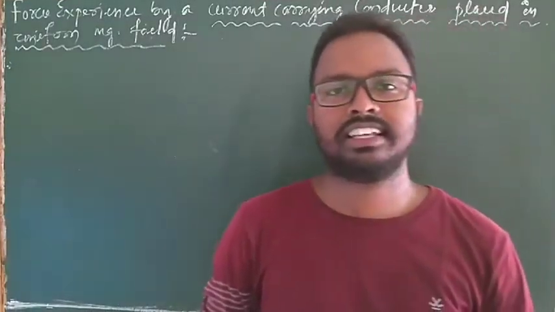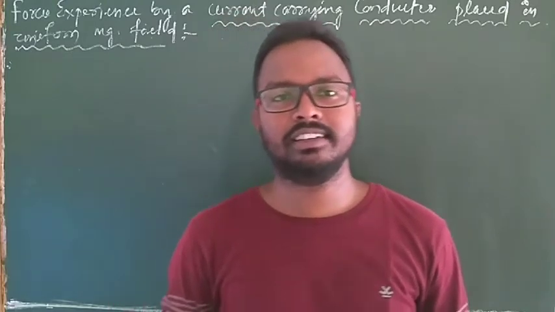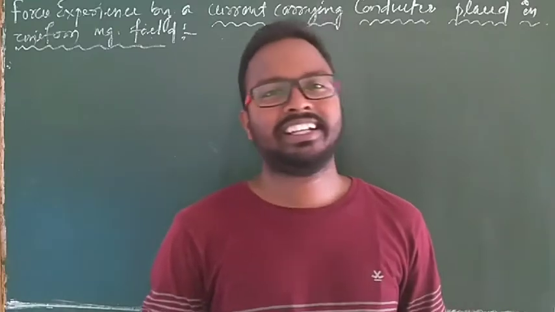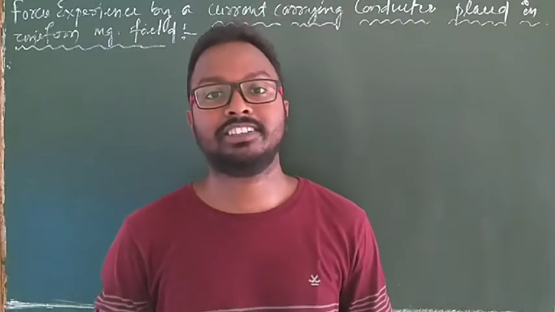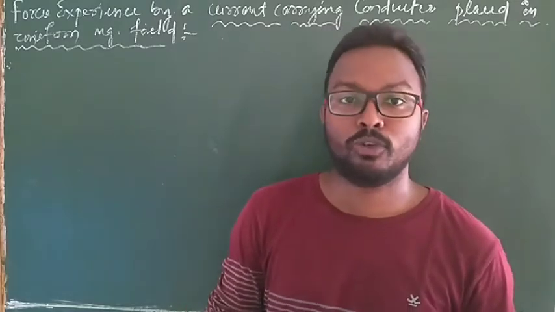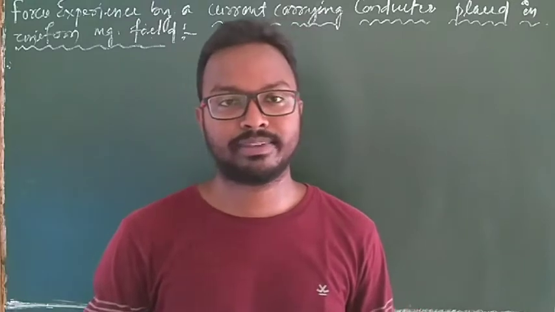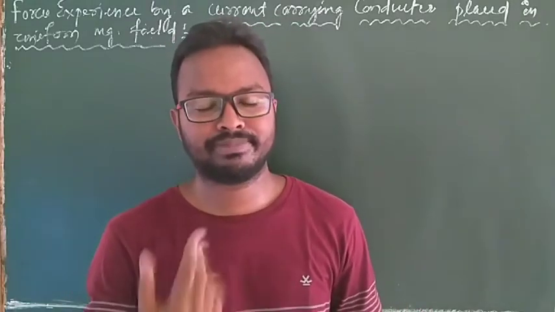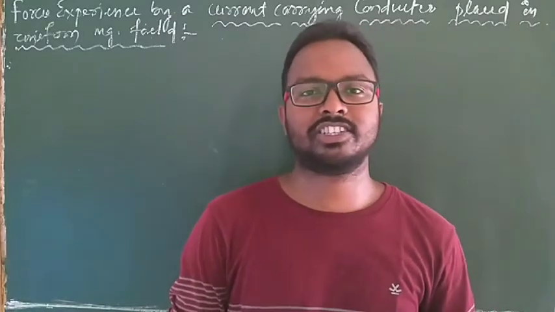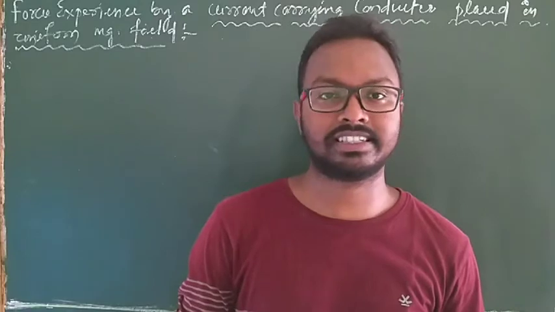Hello students, last class we discussed that if a moving charged particle enters a magnetic field and makes an angle theta with the magnetic field, then its path is helical. If the charged particle moves perpendicular to the field, the path is circular. But if the charged particle moves parallel or anti-parallel to the direction of the magnetic field, then its path is a straight line.